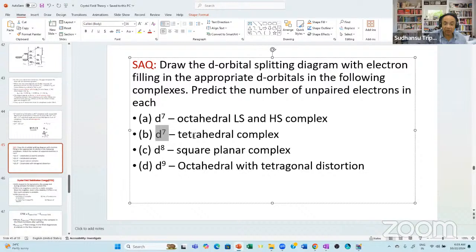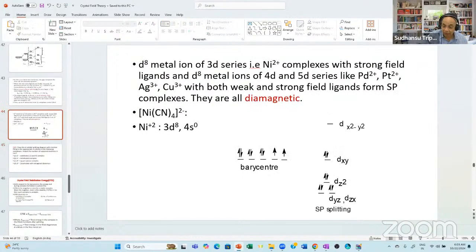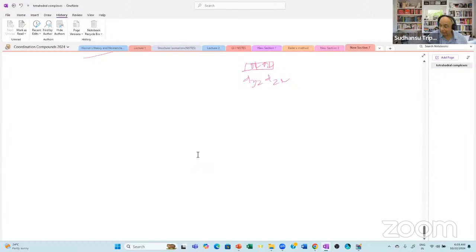d7 with a tetrahedral complex. We know that the coordination number is 4 and it is a weak field, 3d metal ion. I also want to tell you that, supposing this is platinum tetrachloride, as I have told you before, platinum is in the +2 state, it is 5d8 configuration.